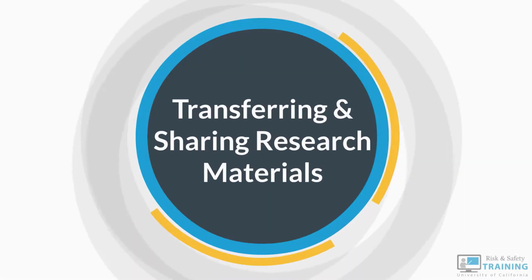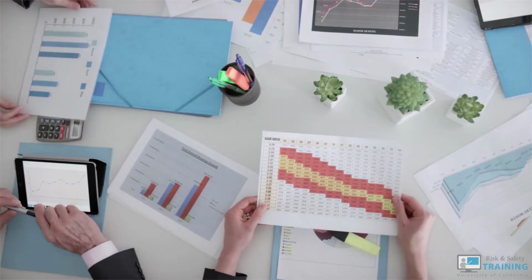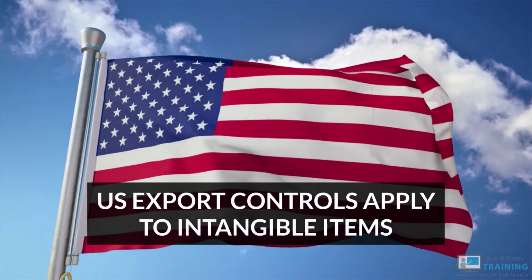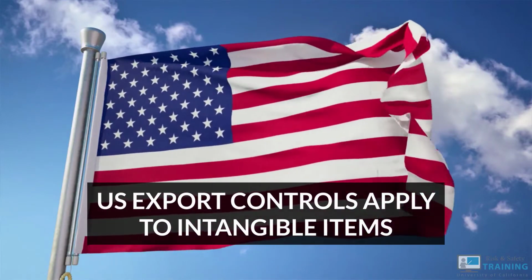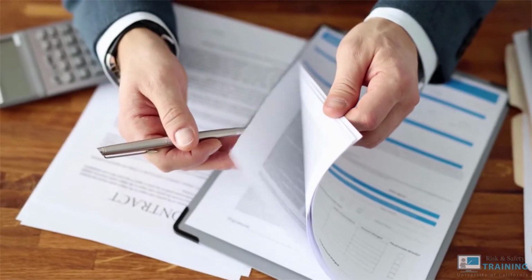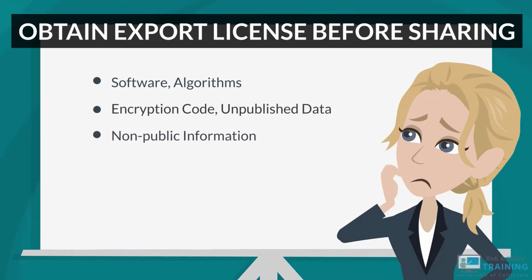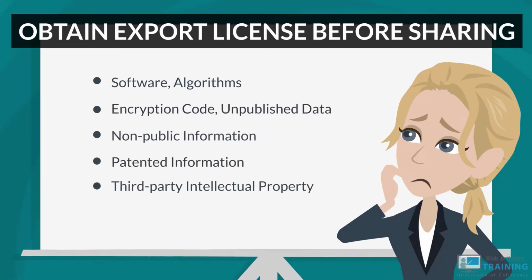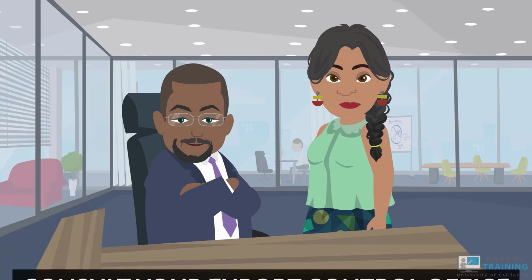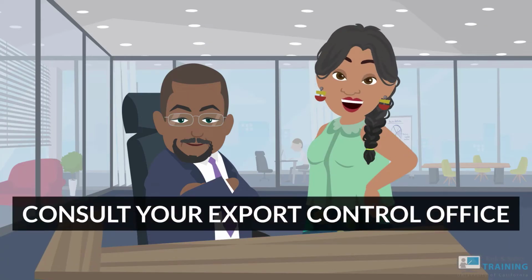When disseminating materials, ideas, or information, you should remember that U.S. export controls also apply to intangible items. You may need to obtain an export license before you share software, algorithms, encryption code, unpublished data, information not in the public domain, patented information, or third-party intellectual property. For assistance, consult your local export control office.